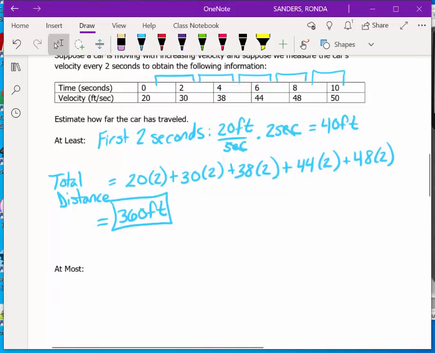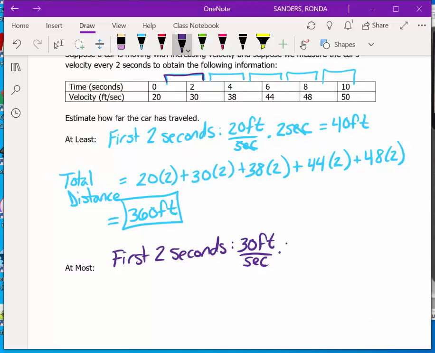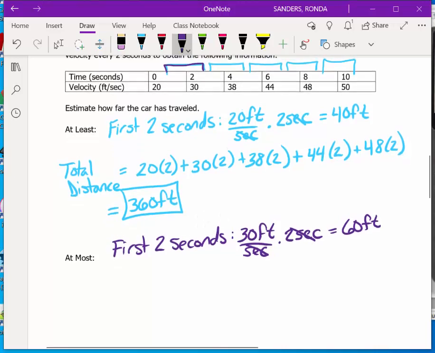information on the table. Let's look at this problem again, this time considering at most how fast my car was traveling. We will return to a consideration of the first 2 seconds. In those first 2 seconds, my car was traveling at most 30 feet per second for 2 seconds. We multiply, and again the seconds cancel, and we end up with 60 feet. So my car has traveled at most 60 feet in these first 2 seconds.